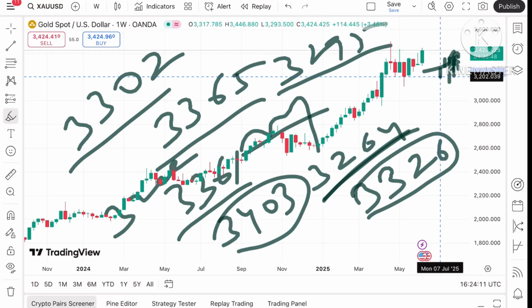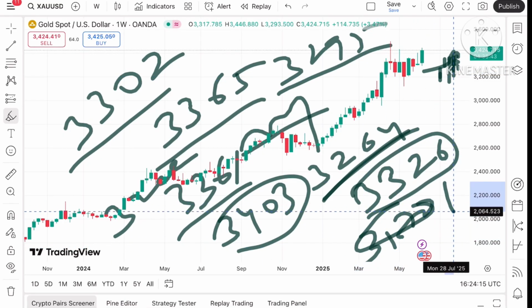As soon as the price started going below a level of 32.04, chances of going towards 31.70 we can see, and then a further fall.